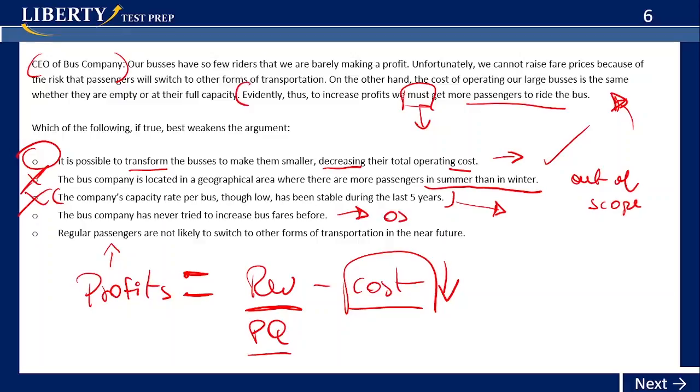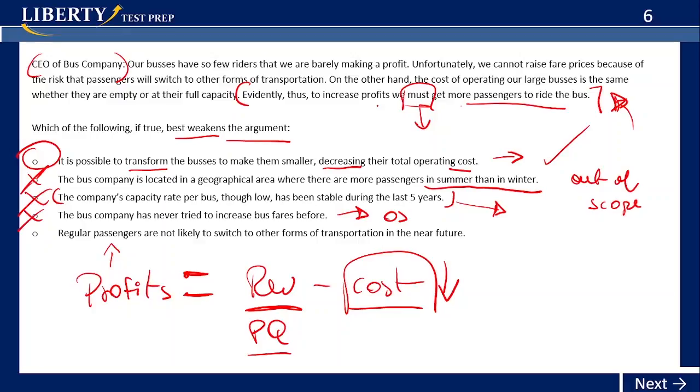Here we have to focus on this part. Evidently, to increase profits, we must get more passengers. The main conclusion is our everything. Okay, that's the only thing we care about. The nexus between the premises and the main conclusion. We want to attack that. When they say weaken the argument, they say weaken the main conclusion from the argument. Weaken the opinion made by the author.